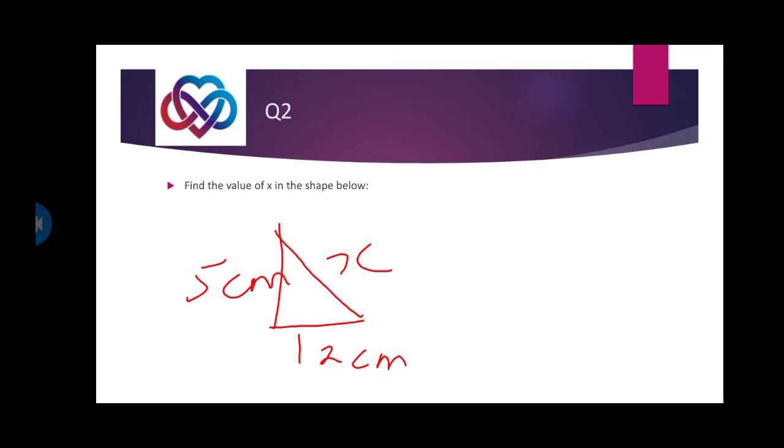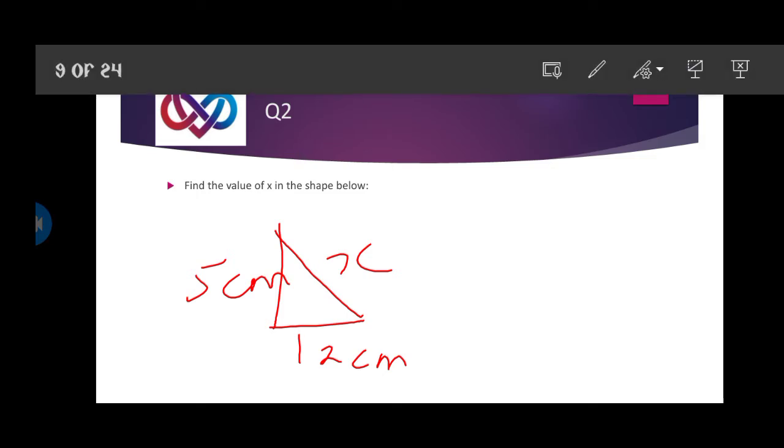Now look at this second question. We are told to find the value of x in the shape below. Now when you look at this shape very well, this shape seems to look like a right angle triangle, though the sign was not indicated. And for us to find the value of x, we are going to apply the Pythagoras theorem.